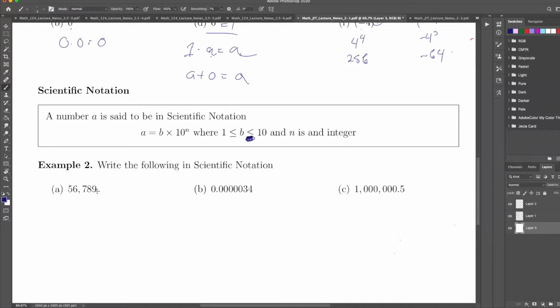To do that, I usually draw a little period here, and I go 1, 2, 3, 4. And so here would be 5.6 times 7, 8, 9 times 10 to the 4th. Okay? So go ahead and write in chat what B is and what C is, and then we'll go to the next page.